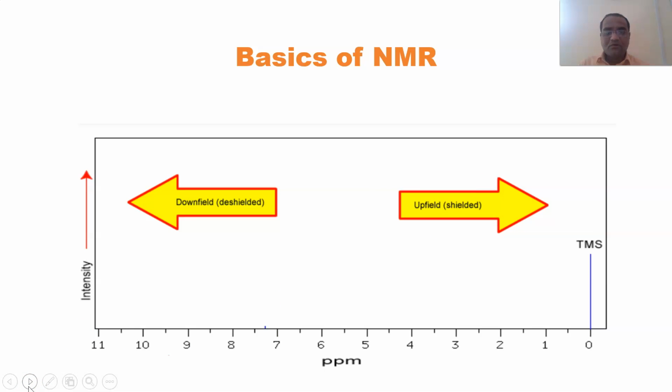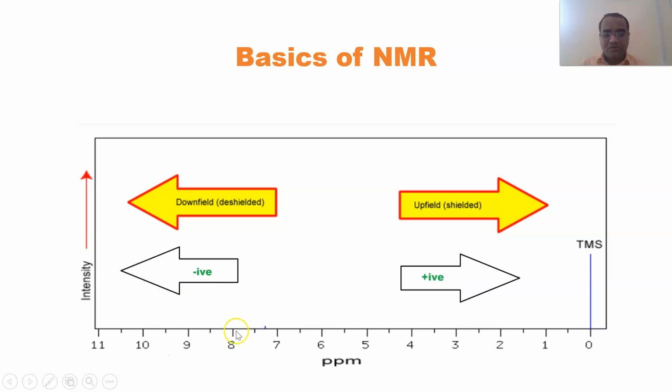And whenever protons show a value in the downfield, they are said to be de-shielded protons, meaning they are not having any covering. As the electronegativity of a molecule increases, whenever there is an attachment of an electronegative atom to a molecule, it will carry the signal towards downfield, and whenever it is electropositive, it will carry the signal towards upfield.